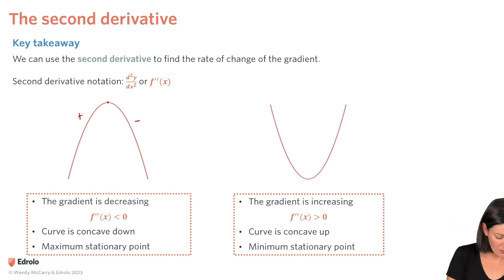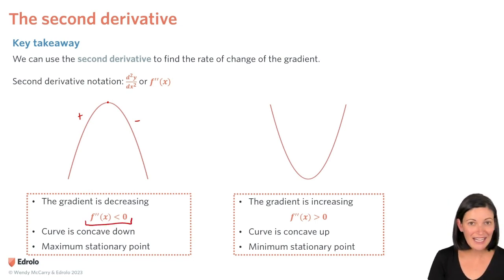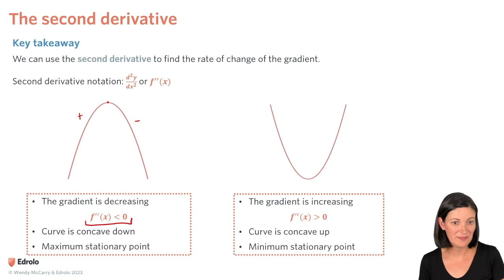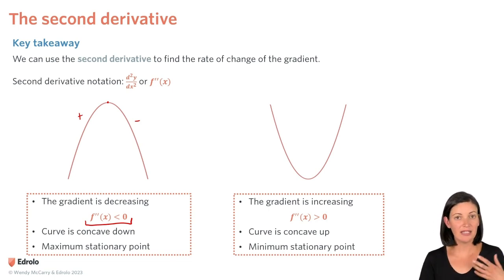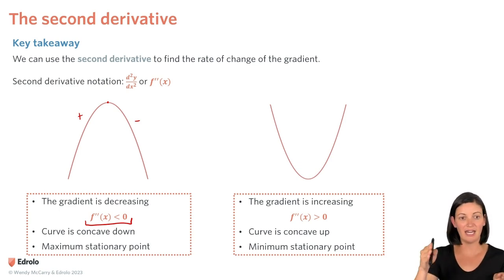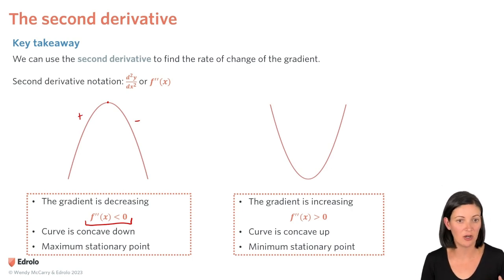Okay, so if we have a negative second derivative, so if the second derivative at any point is less than 0, that means that the gradient function is decreasing. Our curve then would be a maximum stationary point, and we say that our curve at that point is concave down. Okay, so hopefully you might know that language from some of your science classes where we have something with this shape, we call it concave down.